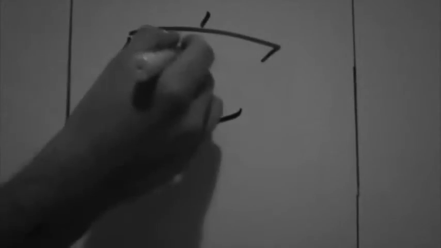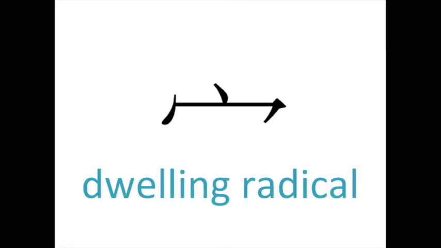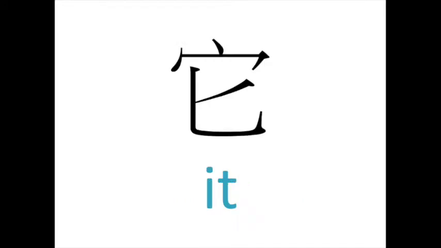Alright, so now this character means it, right? It doesn't have the bone structure of he or she, because of course not. But it has this roof on top, and this roof is actually a radical in and of itself, and that radical means dwelling. So think of it like an it, a thing, dwells in a home, a place, right? A thing. It.